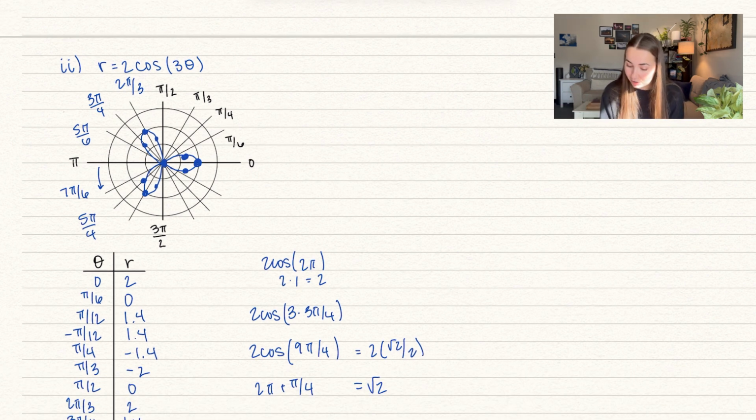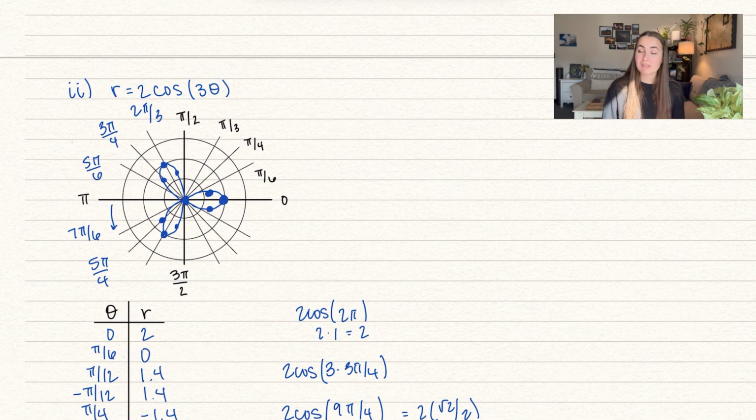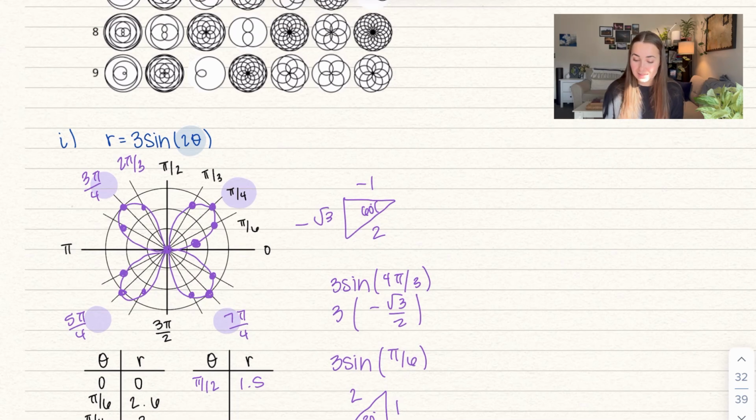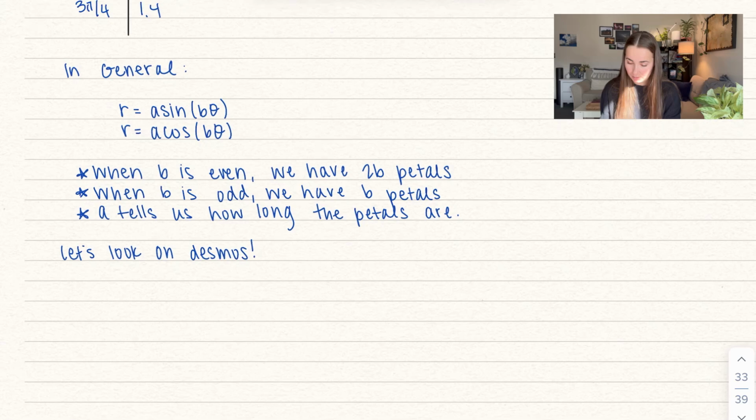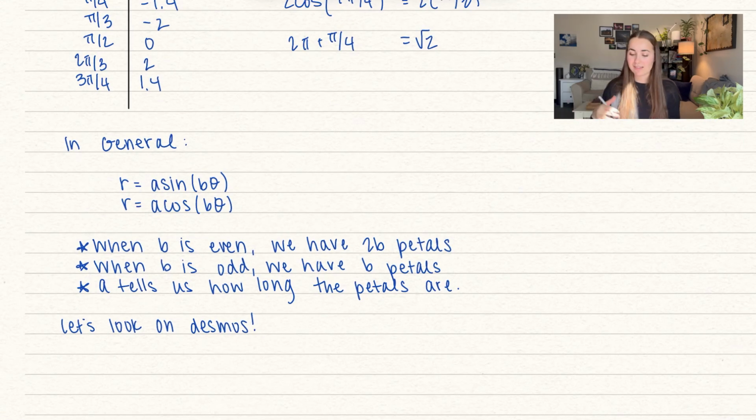Sorry. So here, notice what we have. We have cosine of 3 theta and we have 3 petals. But when we had sine of 2 theta, we had 4 petals. Let's go ahead and talk about that. In general, we have r is equal to a sine of b theta or r is equal to a cosine of b theta. When b is an even number, so like 2 times theta, we have double the amount of petals. So when we had 2 theta, we had 4 petals. Now when b is odd, that just means we have that same amount of petals. When we had 3 theta, we only end up with 3 petals.